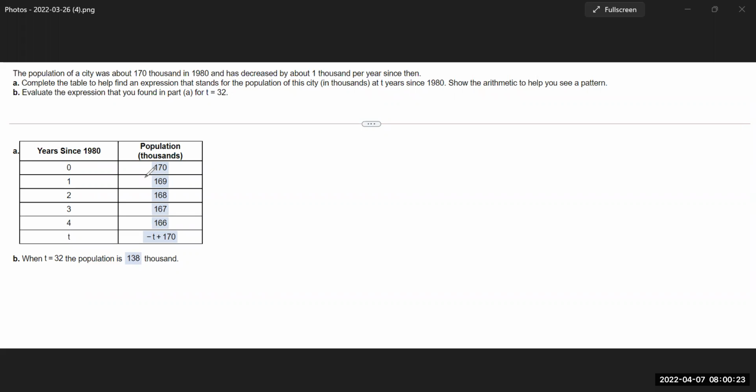In the last part of the problem, B, we want to evaluate the expression that you found in part A for T is equal to 32. Okay, so if you remember, in the last problem we looked at, we said that y is equal to mx plus b is the big guy in the house that you need to deal with linear modeling problems. And we said that m stands for the slope or the rate of change, and your b is your y-intercept, which is described as the starting value, the initial value, the constant, the beginning number, the fixed number.